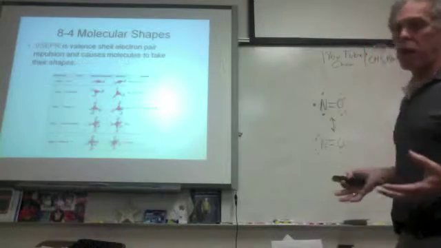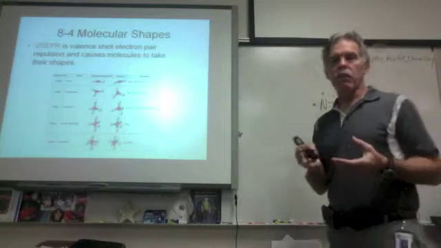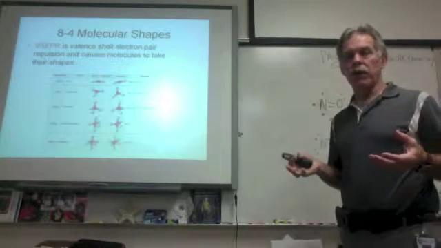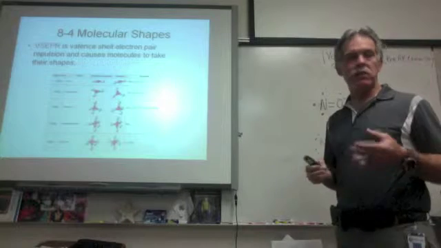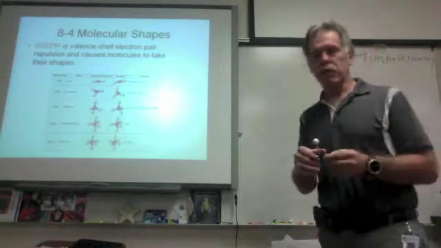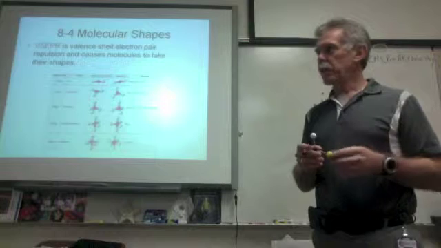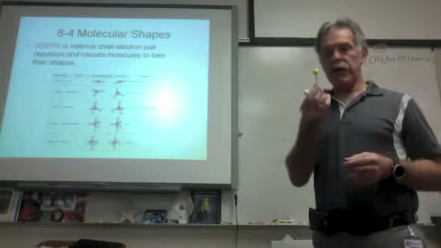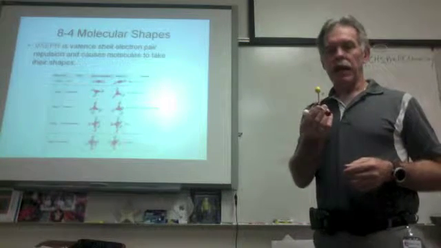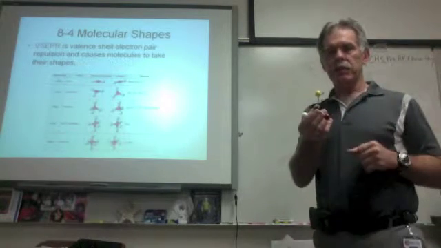So VSEPR, you should know that that's valence shell electron pair repulsion. In other words, electrons don't like each other. They repel each other. So this determines the shape of what we expect our molecules to be in. And to remember these shapes, the thing I tell you is use a tetrahedral molecule, and let's work our way from tetrahedral down through bent triatomic.